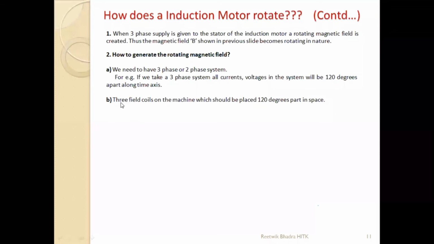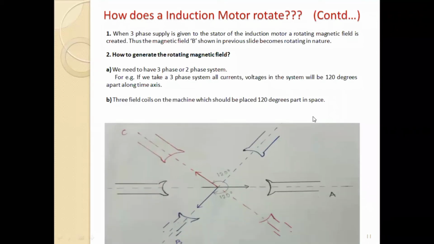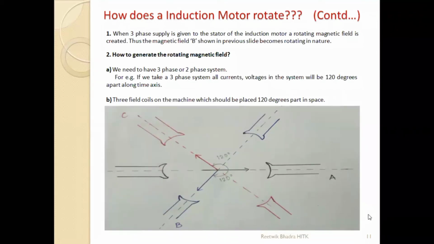The second condition you have to satisfy is that the three field coils, that are the magnets, should be placed 120 degrees apart in space. What do I mean by that? This is the diagram for that. All three field coils, this is field coil A, this is field coil B, this is field coil C. Why two coils? Because magnetic poles exist in pairs. If this is north, this will be south.